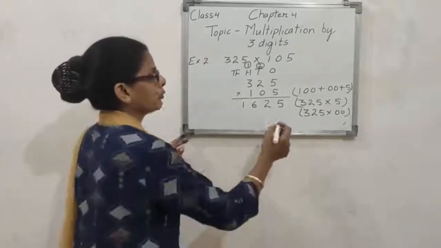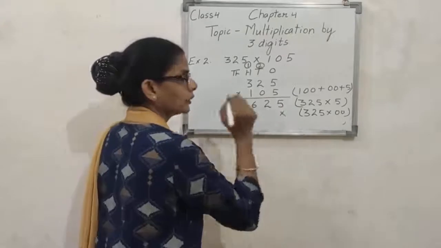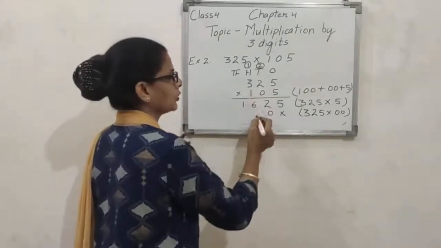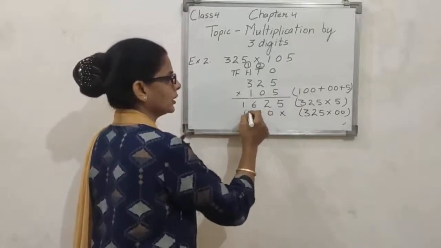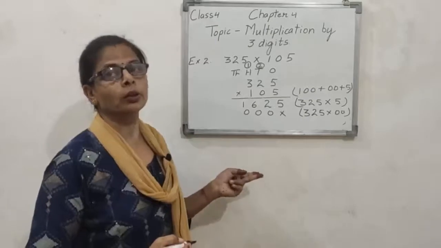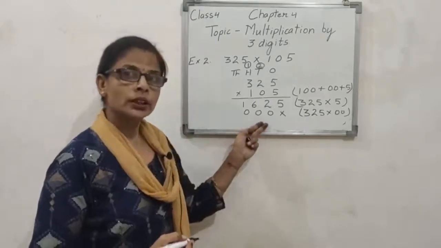So we'll replace the ones place by a cross. 0 5s is 0 only. 0 2s are 0 only. 0 3s are 0 only. Always remember, when we multiply any number by 0, the product will always be 0 only.